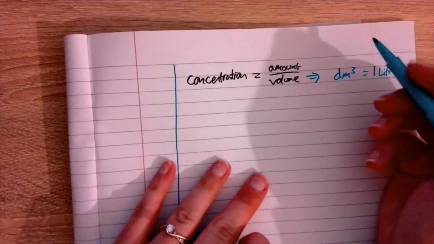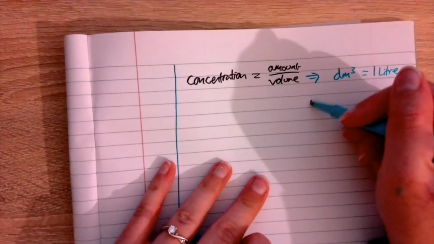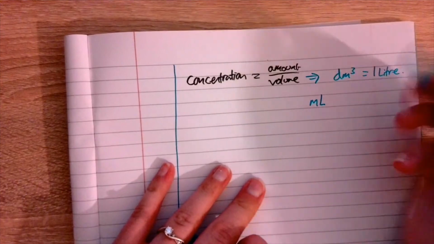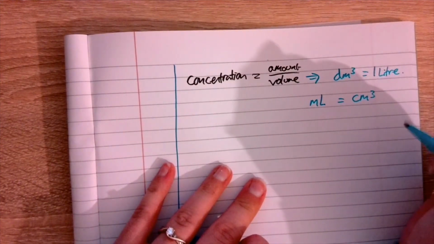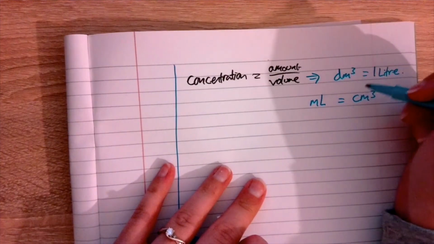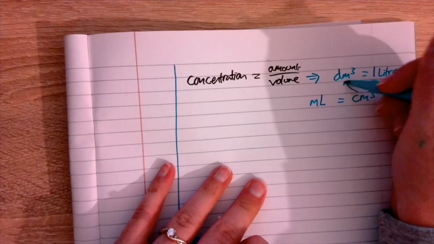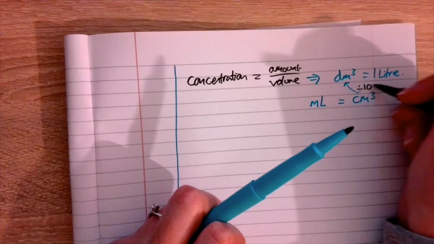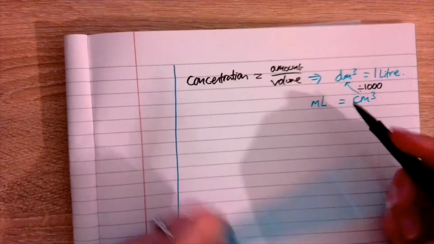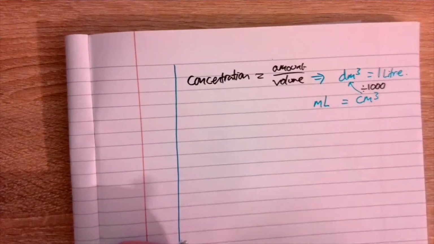However, when we are doing experiments, a lot of the time we are working in millilitres, which is equivalent to centimetres cubed. So in order to convert from centimetres cubed to decimetres cubed, we need to divide by 1000, just as we would going from millilitres to litres.